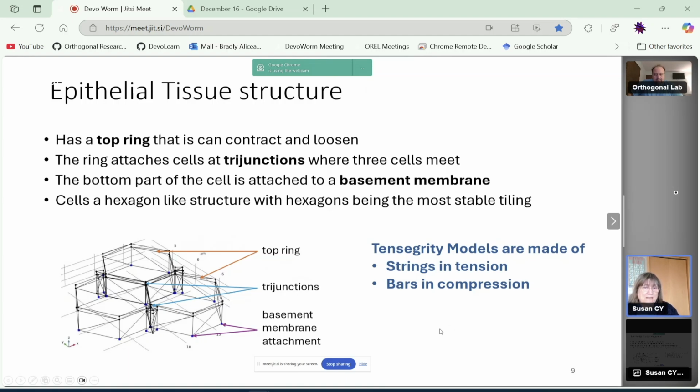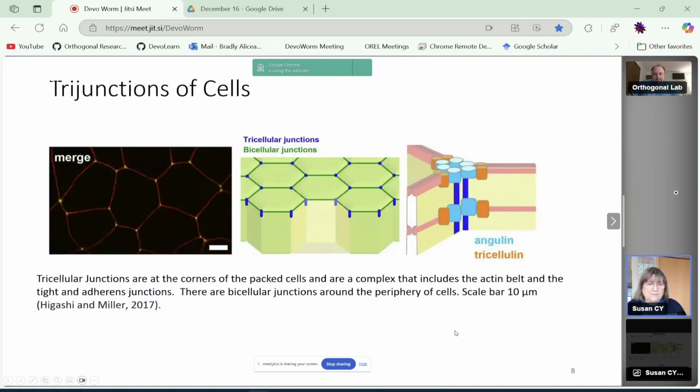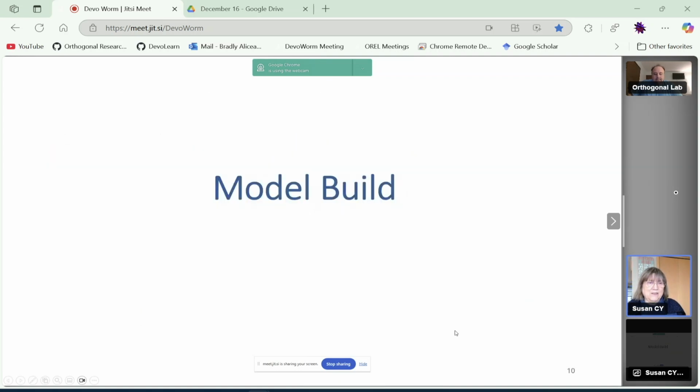And tensegrity models are made up of strings in tension and bars in compression. And the whole structure is tensioned. Oops. Oh, good, it works with my scroll bar on my mouse. Anyway, so my model build.